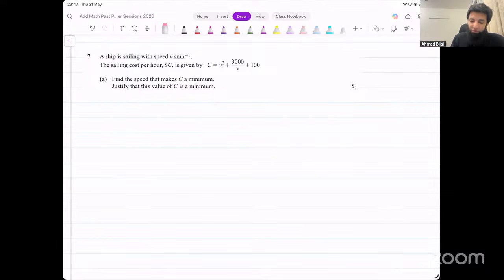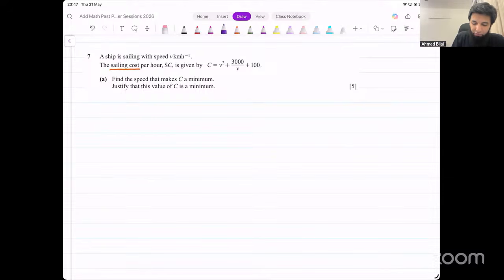Okay, so we have this function for C, which represents the sailing cost. We have to find the minimum value of that cost. To find the minimum or the maximum value of any function, what do we do? We find the derivative, put that equal to 0. That's exactly what we would do here as well. Find the derivative of this function, put that equal to 0.